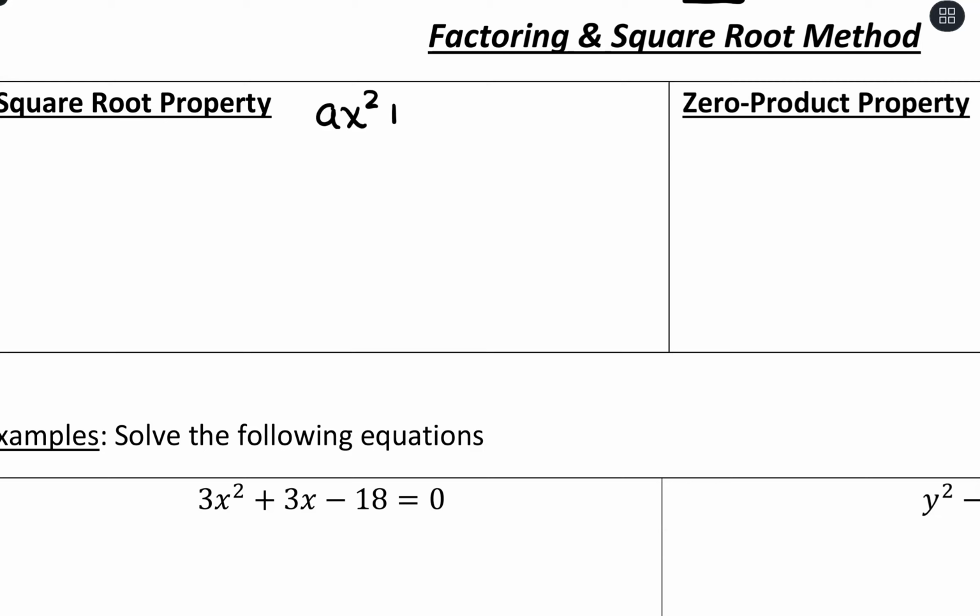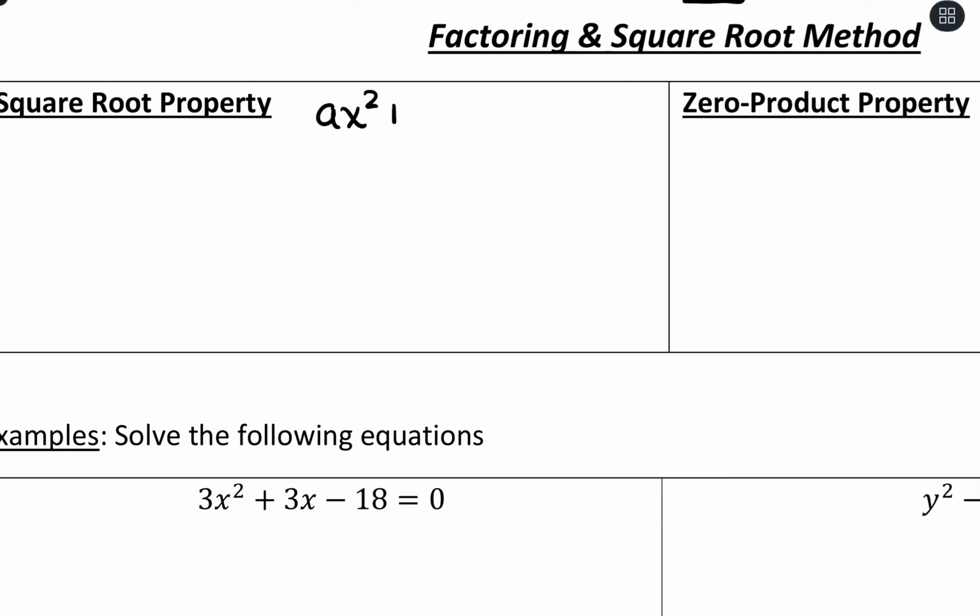In these videos, we're going to talk about methods for solving quadratic equations. So that would be having something of the form ax squared plus bx plus c equals 0 and finding all possible solutions for x that makes that work. In this video, we're going to look at two methods. We're going to look at the square root property and the zero product property.